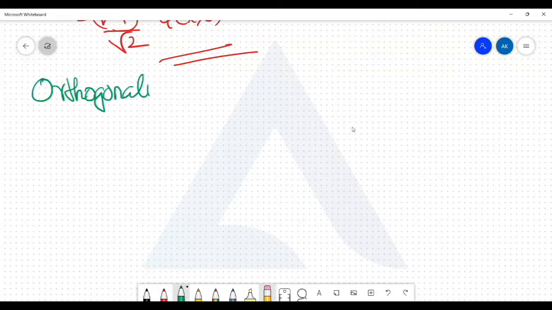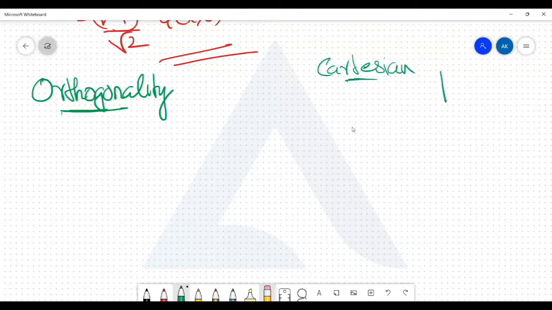Orthogonality. What is orthogonality in our old systems? Suppose I am taking Cartesian. Let me give you some idea about this.